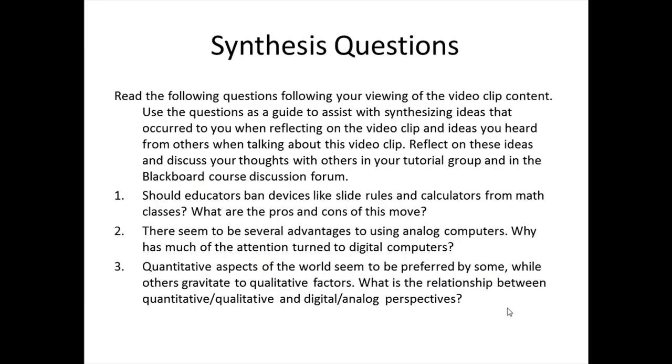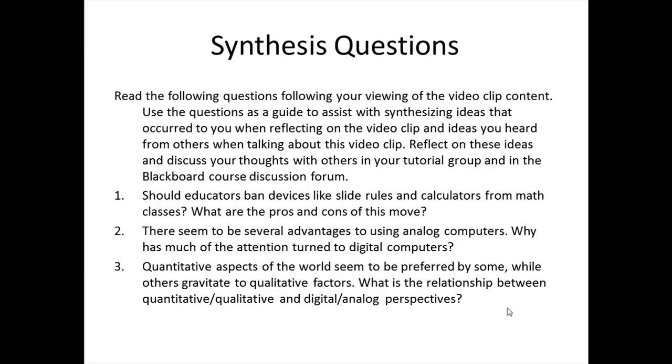The synthesis questions for this particular video clip are as follows. Number one, should educators ban devices like slide rules and calculators from math classes? What are the pros and cons of this type of move? Number two, there seem to be several advantages to using analog computers. Why has much of the attention turned to digital computers?